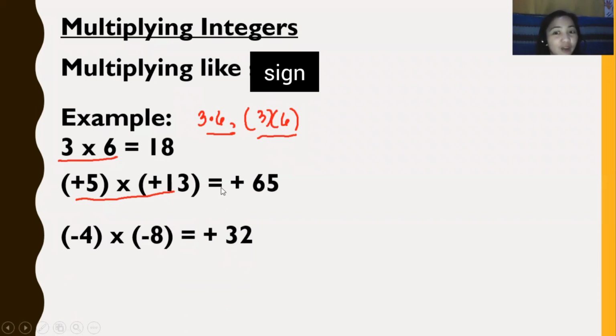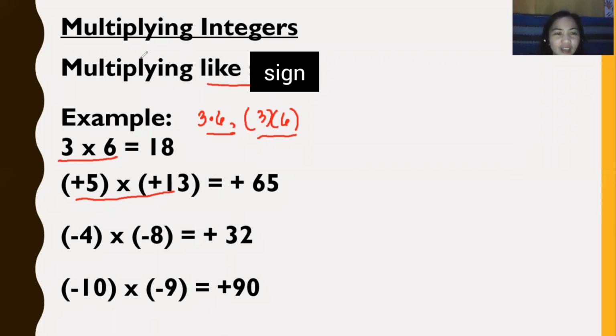Now, observe our given. We have negative 10 times negative 9. The answer is positive 90. So, what have you observed in multiplying like sign? What do you think is the rule in multiplying like sign? All the answers here are positive.